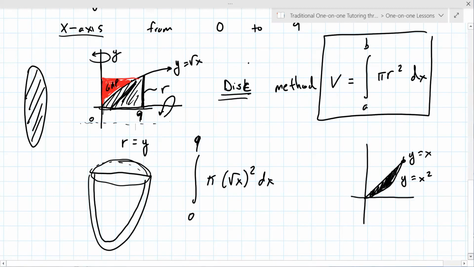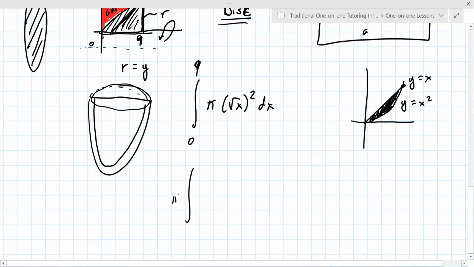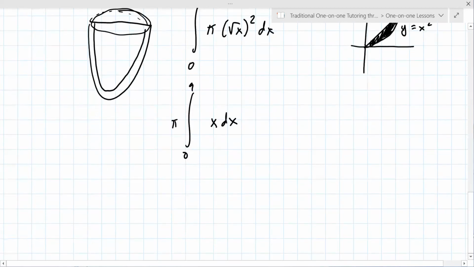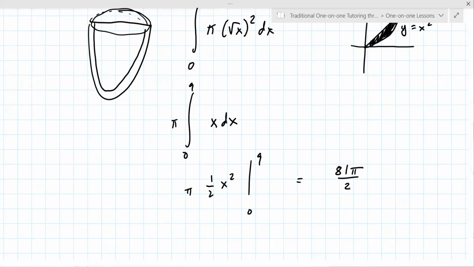So you would bring the pi out, and then the square root of x squared is just x. And then now you would find an antiderivative. So x squared over 2 with the pi in front, at 9 and 0. So then that's 9 squared is 81 over 2 pi, minus nothing. Just like that.